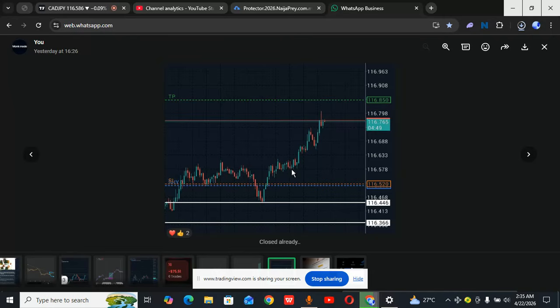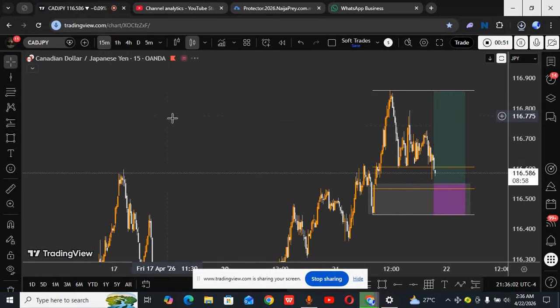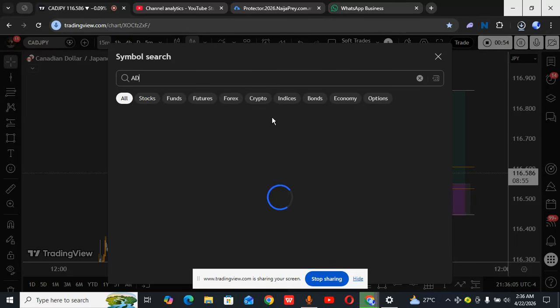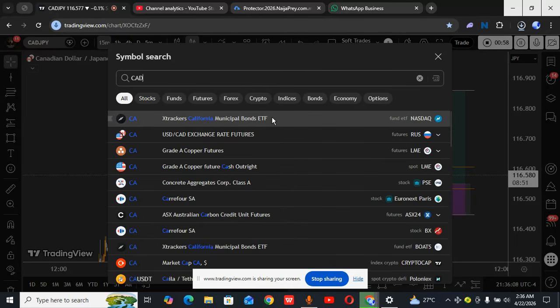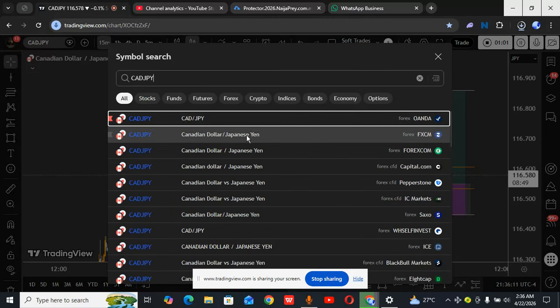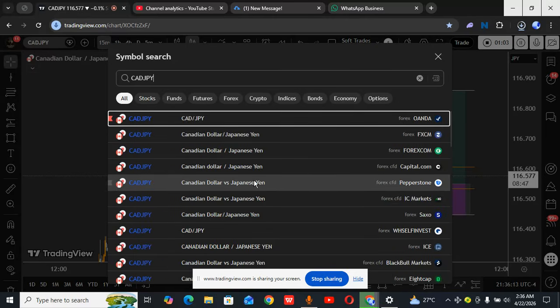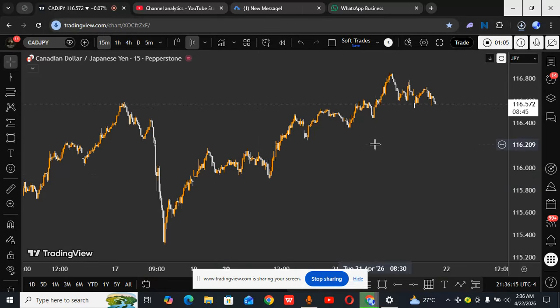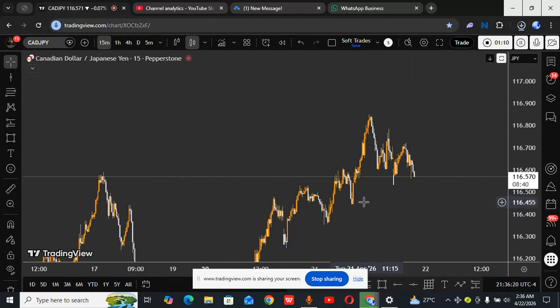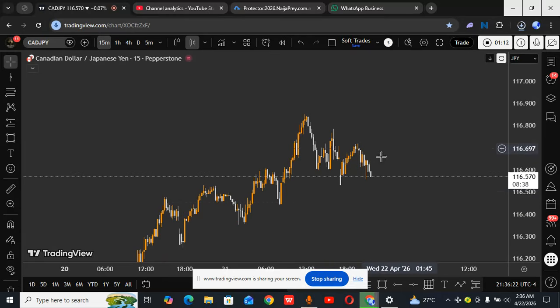Now this was a one SL, one TP trade, so there was no such thing as a TP1, TP2, so it was just straight up. For some time now, I've been taking a lot of JPY pairs recently, if you guys noticed, because I want to move to a clean chart so that I can break down. So let me use Pepperstone. If I'm not using Oanda, I'm using Pepperstone. These are the two platforms I normally use for my analysis.